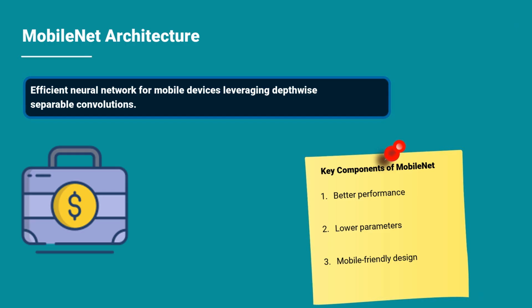This architectural choice makes Mobilenet an ideal candidate for tasks such as image classification, object detection, and segmentation on resource-constrained devices. The overall structure of a Mobilenet consists of a few key components: inputs, depthwise separable convolutions, and fully connected layers. Each of these elements plays a crucial role in model performance and efficiency.